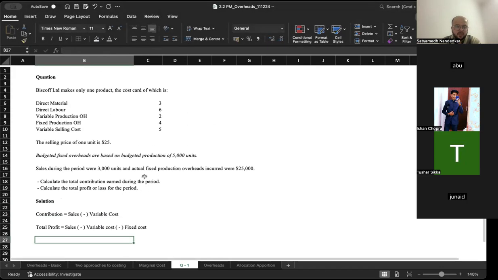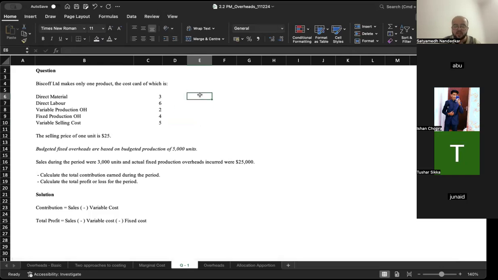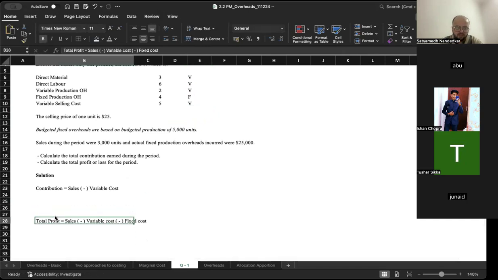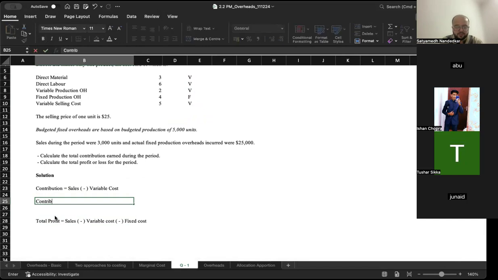Okay, so let's look at all the variable costs. Let's mark out here whether each is variable or not. Material cost is variable, direct labor is variable, variable production overheads is a variable cost, fixed cost is fixed as the name suggests, and variable selling cost is also another variable cost. So if I have to calculate contribution per unit, it is 25 minus 3 minus 6 minus 2 minus 5.